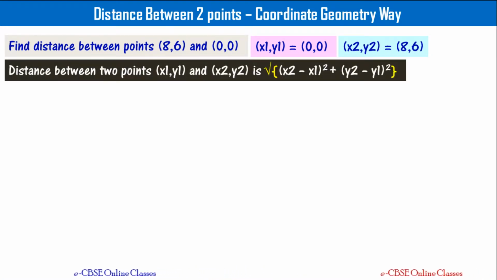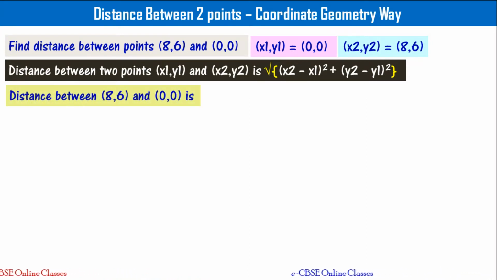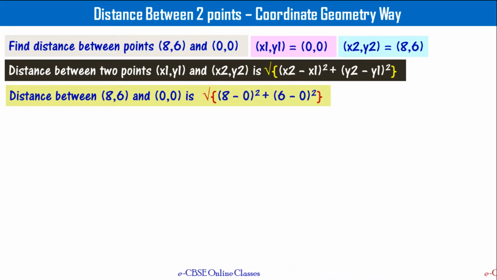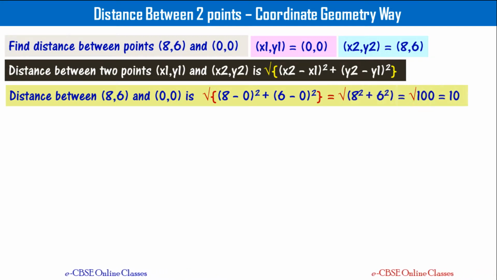We know that the distance between 2 points (x1, y1) and (x2, y2) is equal to square root of (x2 minus x1) whole square plus (y2 minus y1) whole square, right? Let's substitute the values of (x1, y1) and (x2, y2) into this equation to get the distance between (8, 6) and (0, 0) as square root of (8 minus 0) whole square plus (6 minus 0) whole square, that is equal to square root of 8 square plus 6 square, that is equal to square root of 100. It means that the distance between these 2 points is 10.